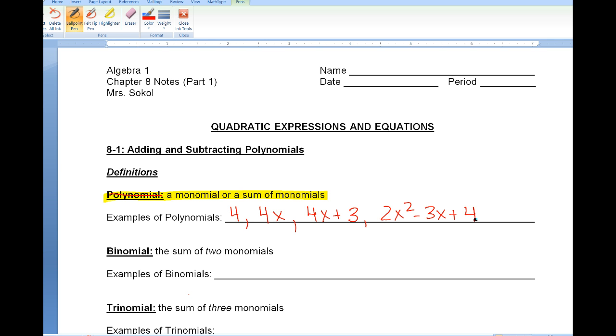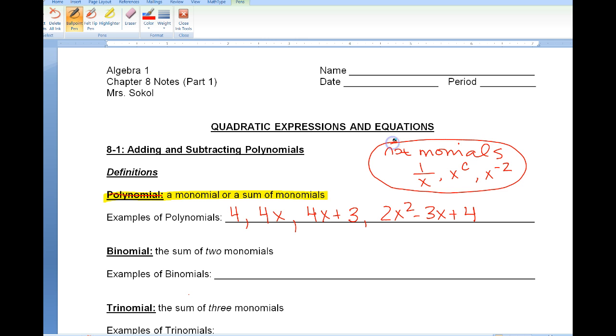And we remember also that things that are not monomials are when you have a variable in the denominator, when you have a variable that's an exponent, or when you have a negative exponent. These things are not monomials.